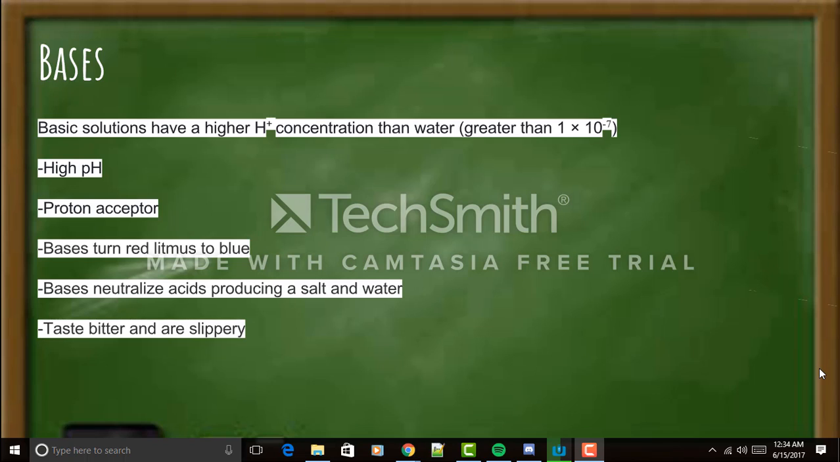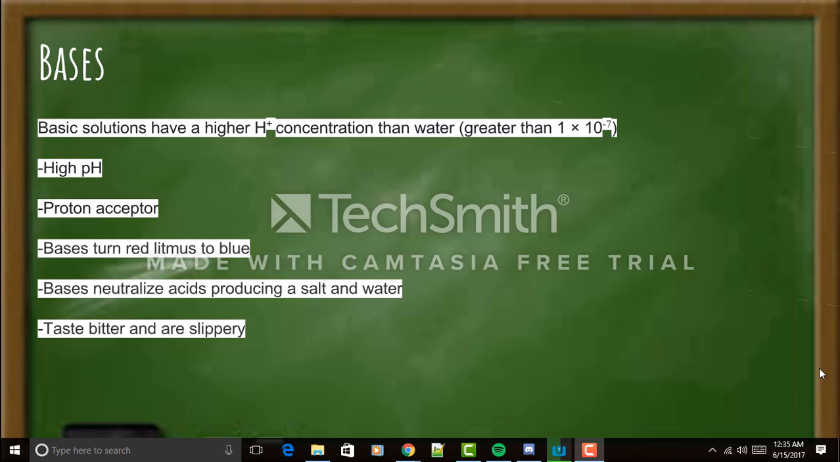Bases are defined as Bronsted-Lowry proton acceptors. This means that bases accept protons from acids to become the conjugate acid. Some properties of bases are that they tend to turn red litmus paper blue, have high pHs, taste bitter, and are slippery. Bases also neutralize acids, producing salt and water.